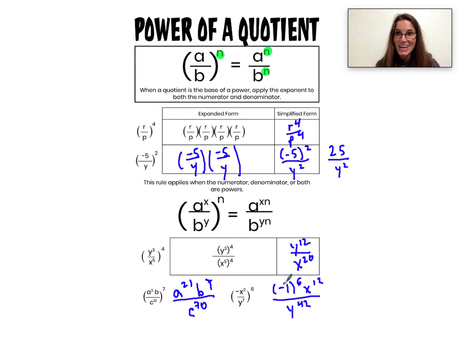This fully simplifies. -1 to the 6th, -1 to an even power, -1 times -1 times -1 times -1 times -1 times -1. We know that simplifies to +1. So our final simplified expression is an invisible +1 times x to the 12th divided by y to the 42nd power.